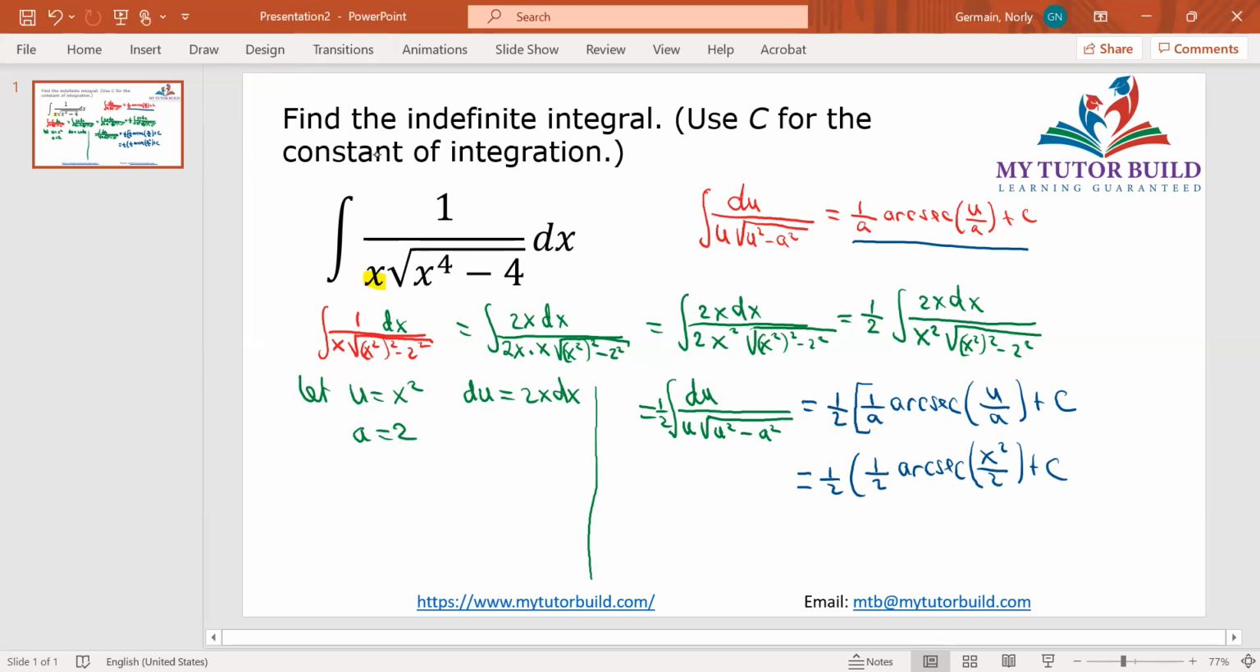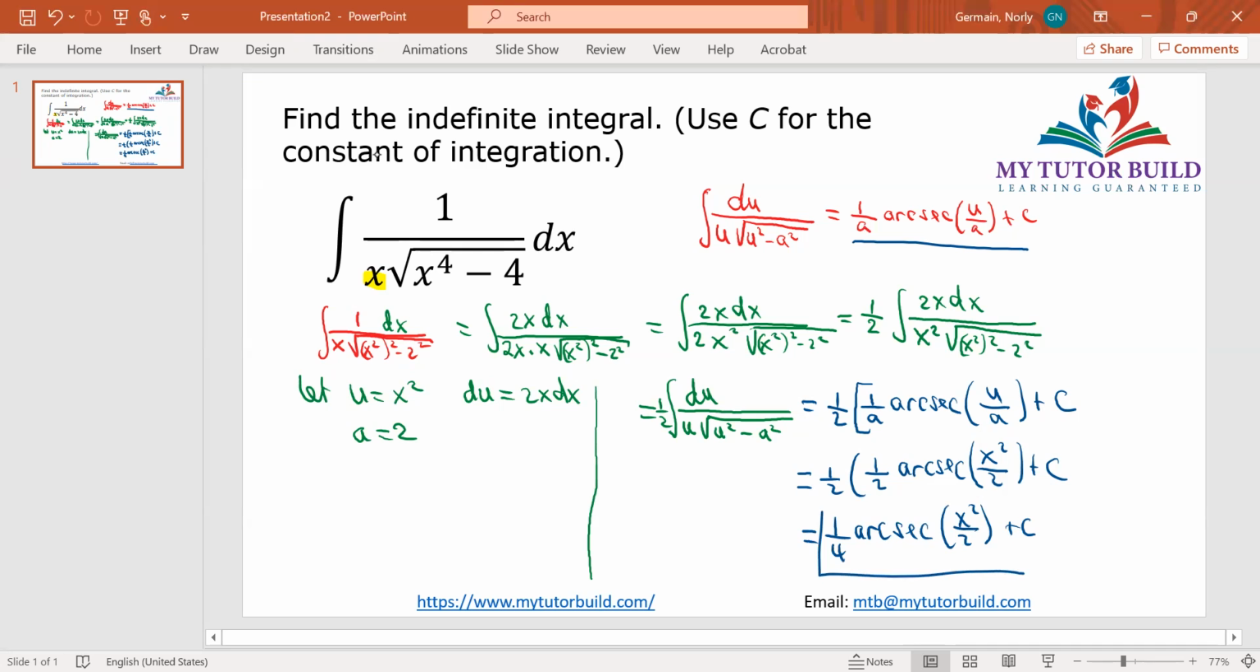I can leave it like this, or I can multiply that by the 1/2. So I end up having 1/4 of arc secant of x squared over 2 plus c. Always add the plus c when you try to find the indefinite integral. But if it was a definite integral, it would be different. You wouldn't have the plus c. So that would be your final answer.